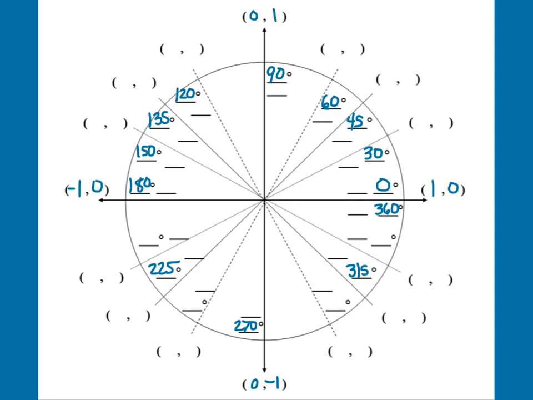180 plus 30 more, 210. And then I'll count our way around: 240, and 240 plus 30 makes 270. 30 more is 300. 300 plus 30, 330. And 30 more makes 360. Now we've gone all the way around one complete circle with our degree measure.